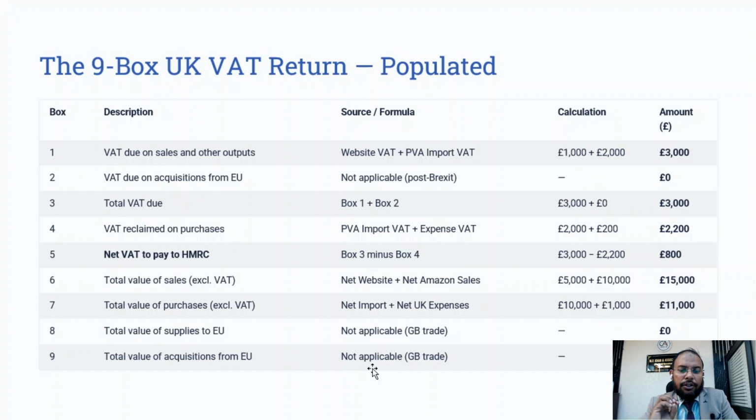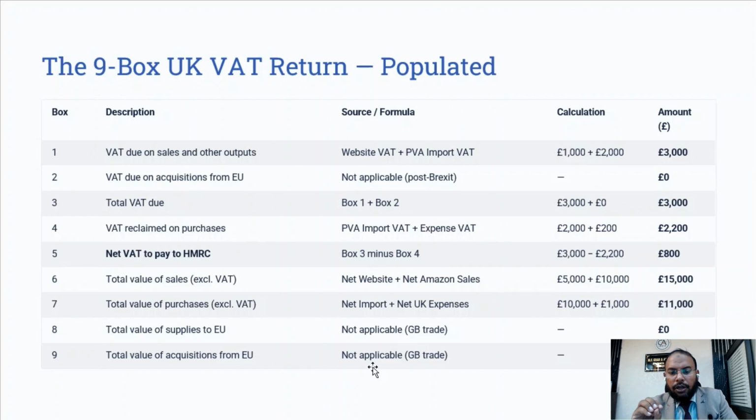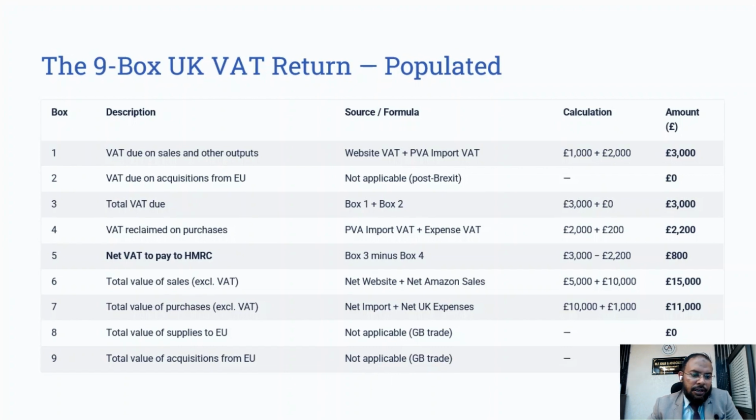Regarding box 7, net import plus net UK expenses, you need to disclose here. And box 8, total value of supply to EU, is not applicable for you. And box 9 also is not applicable for you. This is a brief of the UK VAT return. This is very important for you. I hope this is clear.